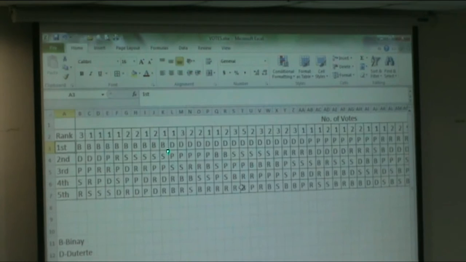so we're going to add this up. 3 plus 1 plus 1 plus 1 up to this part. So what would be the total here? 4, 5, 6, 7, 8, 9, 10, 11, 12, 13, 14, 15. Okay, so 15. And then for the next one, the first place vote here, we have 1 plus 3, 4, 6, 8, 9, 10, 12, 15.